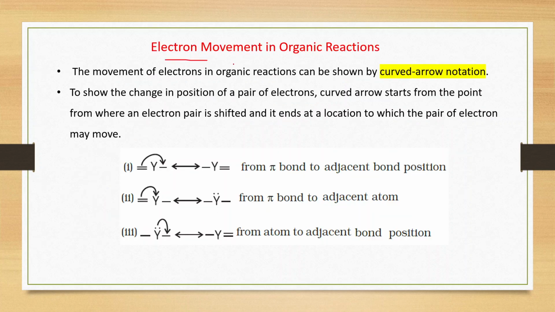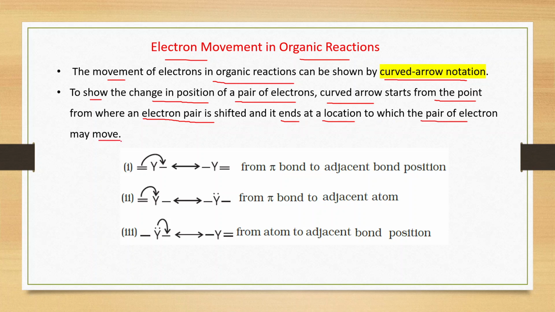Now, electron movement in organic reactions. The movement of electrons in organic reactions can be shown by curved arrow notation. To show the change in position of a pair of electrons, the curved arrow starts from the point from where an electron pair is shifted, and it ends at a location to which the pair of electrons may move.